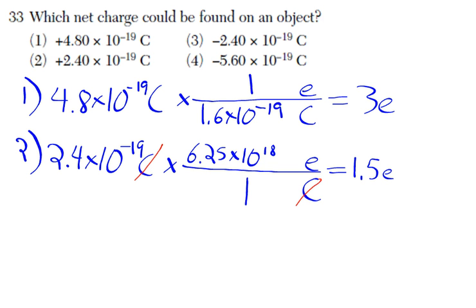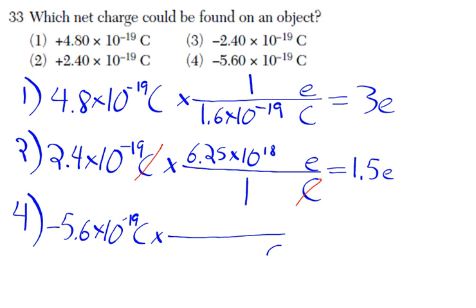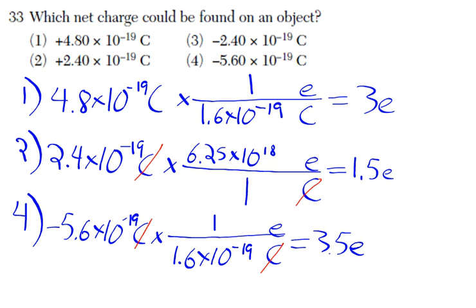For number 3, we'll get the same value but negative. So one would be net electrons, one would be net protons. And we'll look at number 4, 5.6 times 10 to the minus 19 coulombs. We put coulombs on the bottom, elementary charges on the top. All right, the coulombs cancel out. And here we get 3.5 elementary charges.